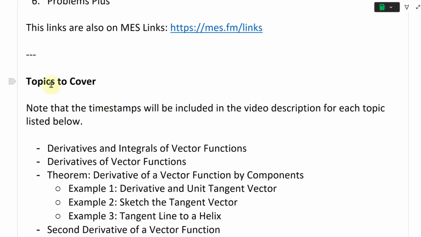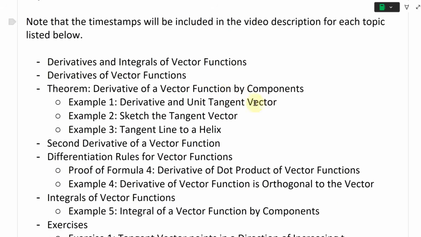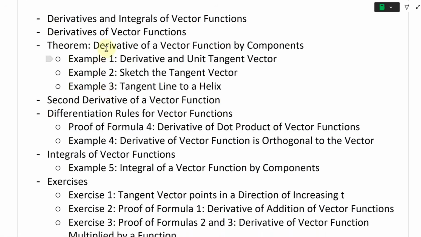So let's jump right ahead. Topics to cover. Note that the timestamps will be included in the video description for each topic listed below. So we'll go over derivatives and integrals of vector functions, derivatives of vector functions, and then go over the theorem, derivative of a vector function by components, then look at example 1, derivative and unit tangent vector. Example 2, we're going to sketch the tangent vector. Example 3, tangent line to a helix.